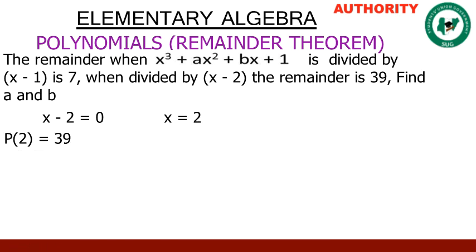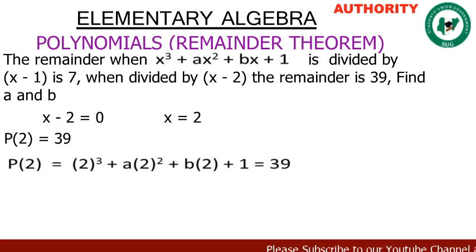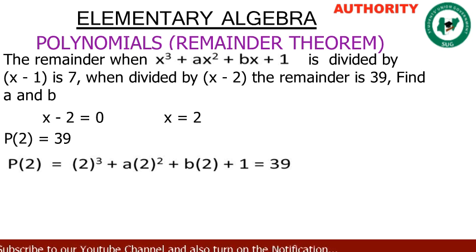Alright, let's pick the second factor. Now, second factor is x minus 2. Let's equate it to 0. We're going to have x minus 2 is equal to 0. x is equal to 2. So we're going to have p of 2 is equal to our remainder, which is 39. Now, we're going to have p of 2 in our expression, and wherever we have x, we're going to replace it with the new value, which is 2. So we're going to have p of 2 is equal to 2 raised to power 3 plus a times 2 raised to power 2 plus b times 2 plus 1 is equal to our remainder, 39.